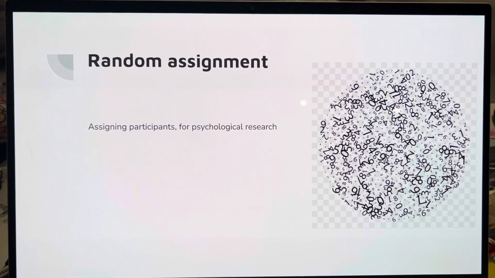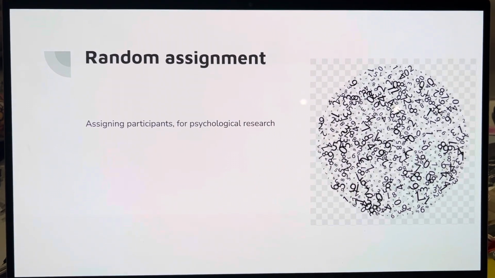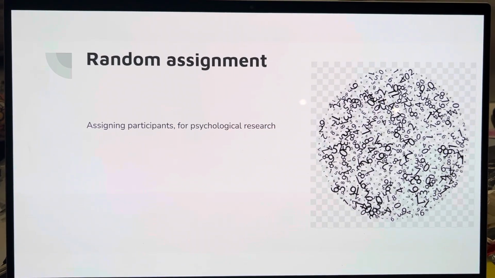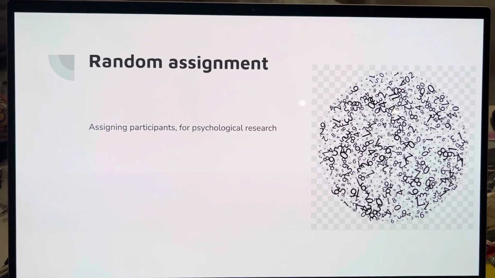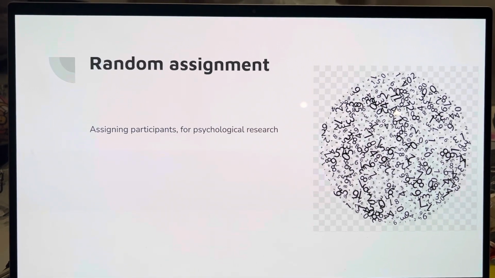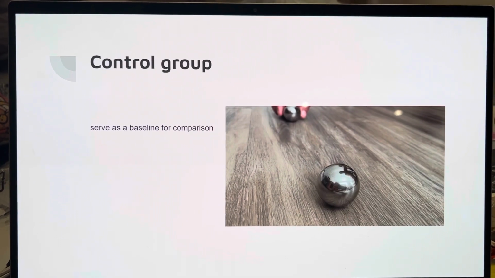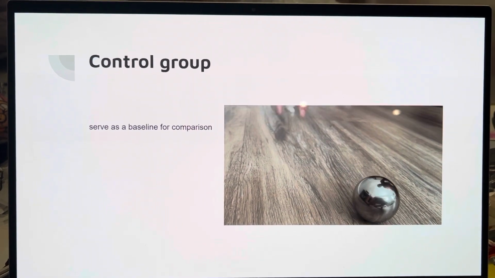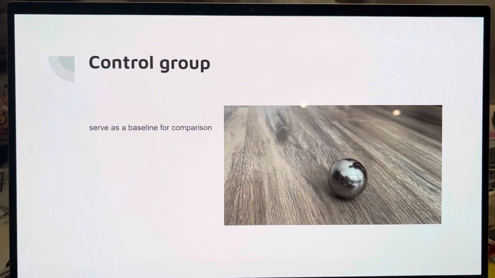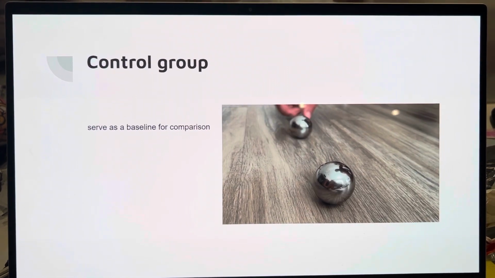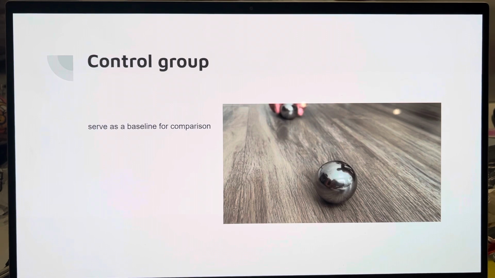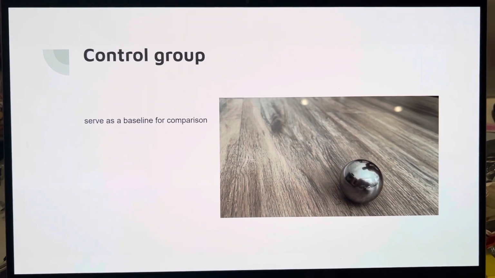A way to find participants is through random assignment. This is important so you don't have any biases in your data. And you need a control group for your baseline. This is so you could have something that your dependent group or your change group could be compared to. Usually this stays the same.